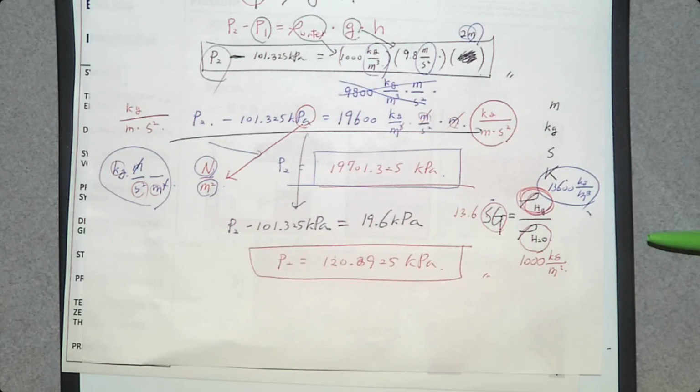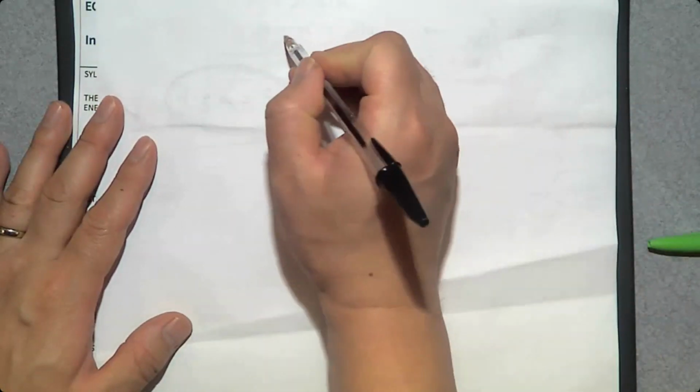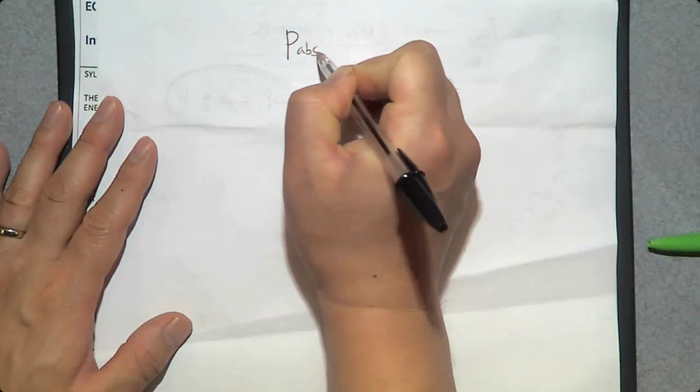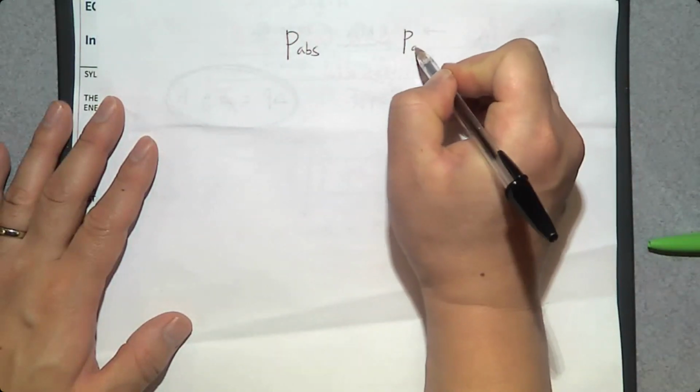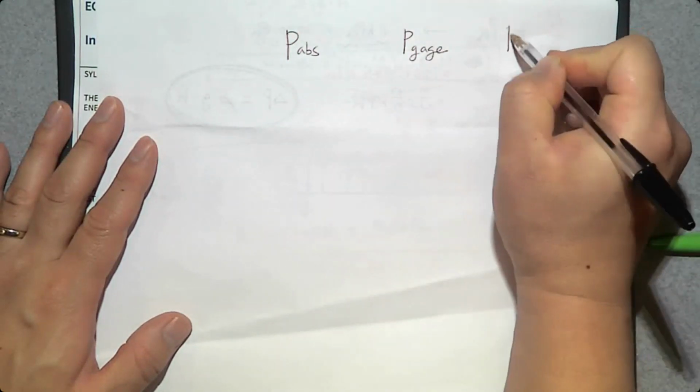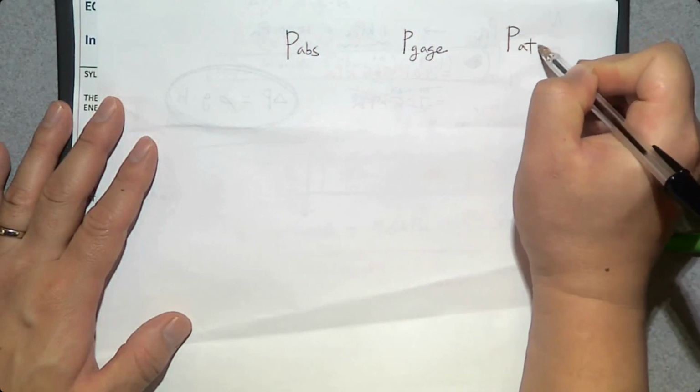Then before going to the next slide, let's review one more thing. At the beginning of the pressure, we studied there are absolute pressure and gauge pressure, and there is atmospheric pressure.